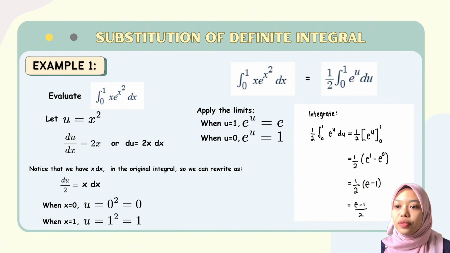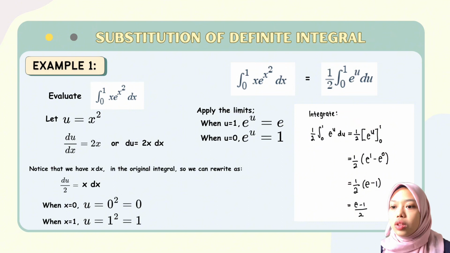Step 5, we apply the limits. So now let's evaluate the result by applying the limits of integration. When u equal to 1, e to the power of u equal to e, and when u equal to 0, e to the power of u equal to 1. So 1 over 2 bracket e minus 1. So the value of the integral will be e minus 1 over 2.